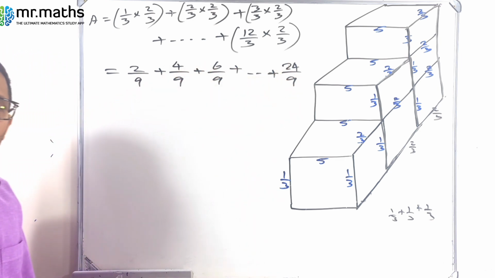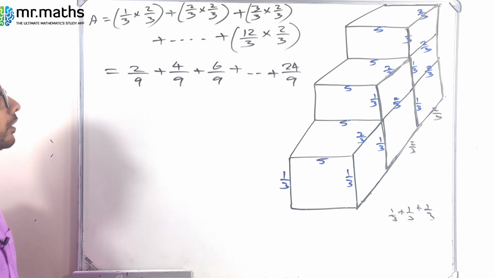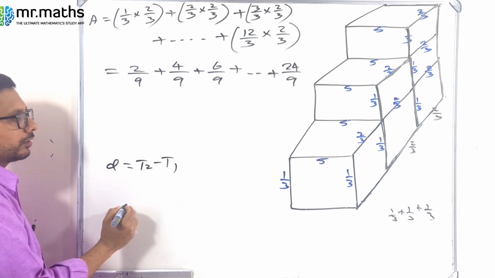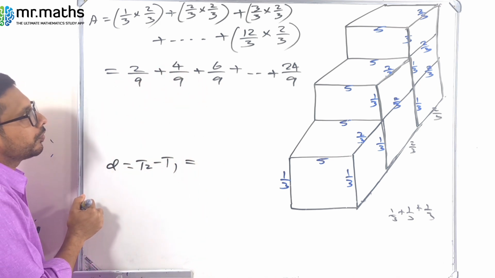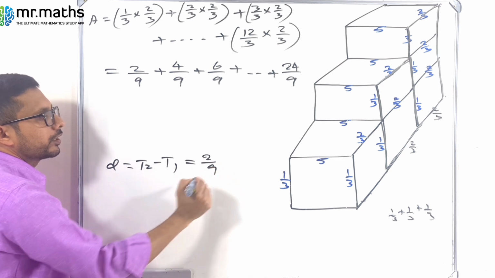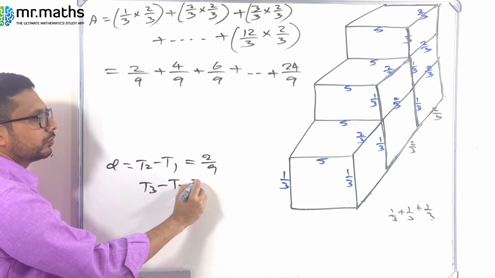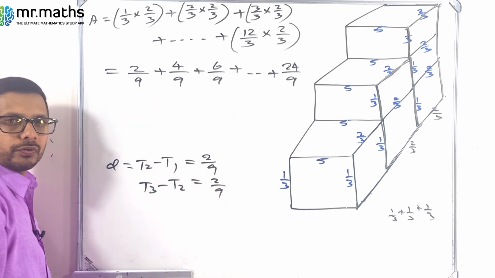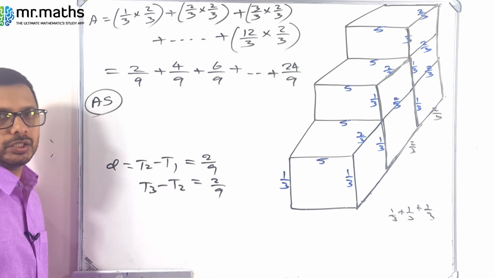Can you say what type of sequence this is? This is an arithmetic sequence. Check what is t2 minus t1. What is the answer? 4 over 9 minus 2 over 9, 4 minus 2, you will get 2 over 9. Common difference. T3 minus T2, 6 over 9 minus 4 over 9, there also you will get 2 over 9. So it means that this one is an arithmetic sequence.